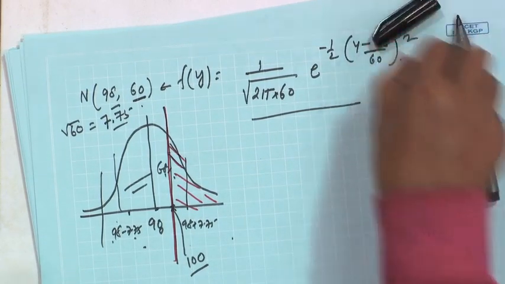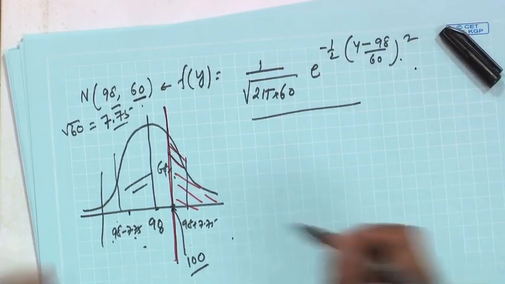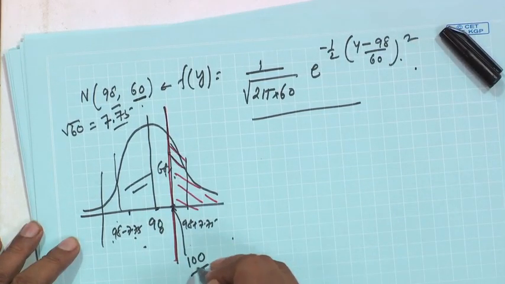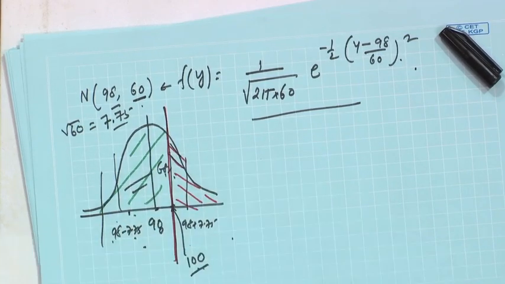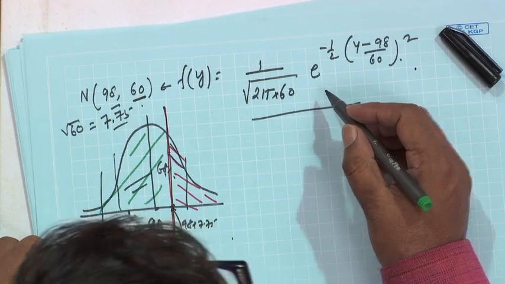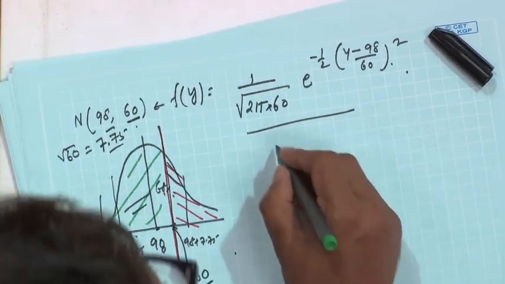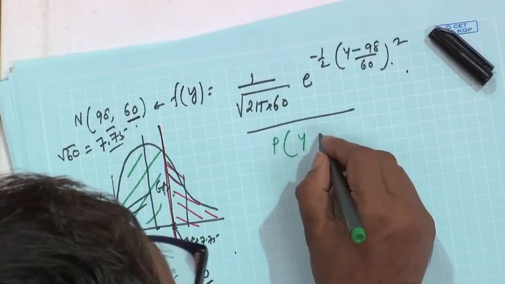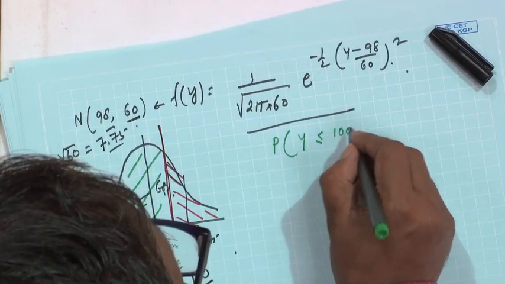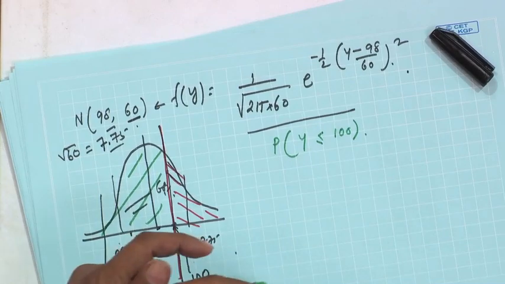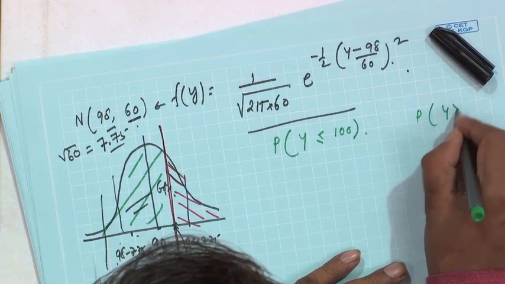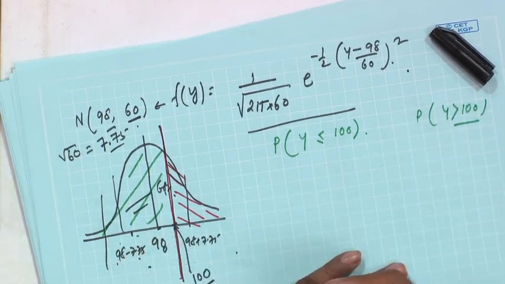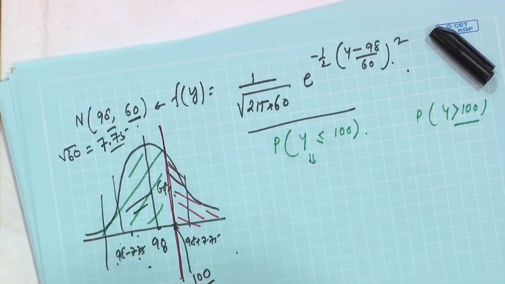Suppose my interest is to know the probability that the y value does not exceed 100, then the probability is this side, the area under this curve. Okay, let us start with this: the probability that y does not exceed 100, or maybe the other one, the probability that y exceeds 100. So, let us do this one first.